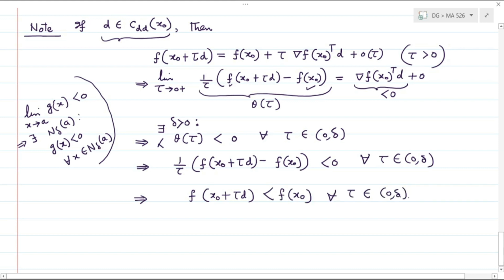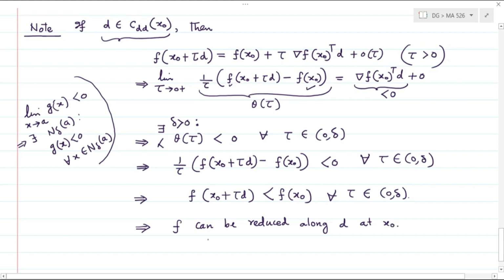And once you have this, then this implies that for any direction d in the cone of descent direction, the function f can be reduced. This is actually a common fact for the descent direction that we have discussed earlier, that f can be reduced along d at the point x naught.